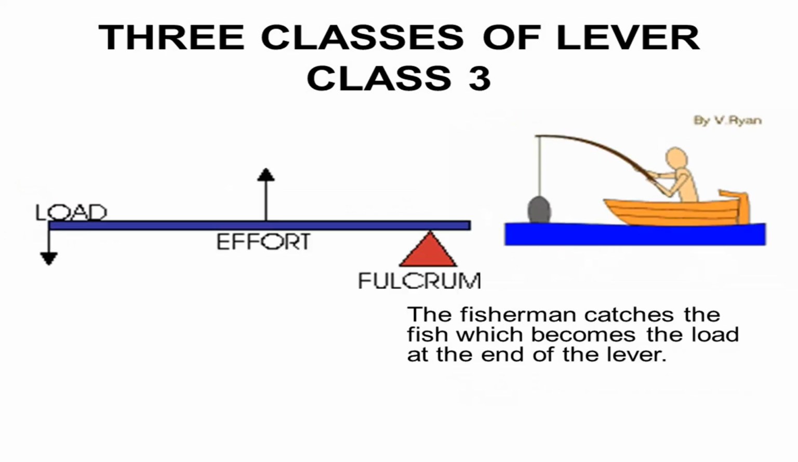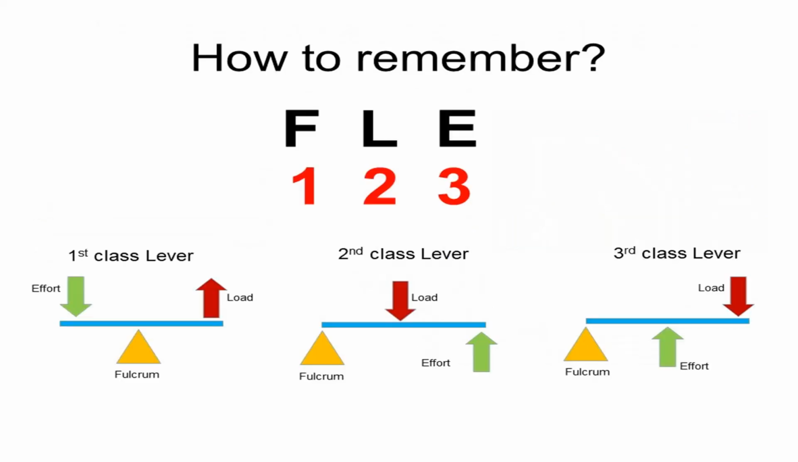For the third class, the fulcrum is at the far end, and then the effort is in the center. So that's a little different now. An example is a fishing rod, where the fisherman pulls on the fishing rod. So this is how we remember. We start with F-E-L, you flee, you run away. So flee, and then you put F-L-E, and then you put there 1, 2, and 3.